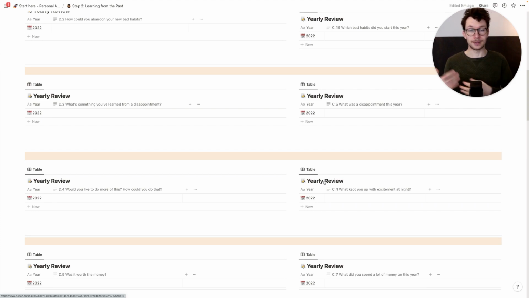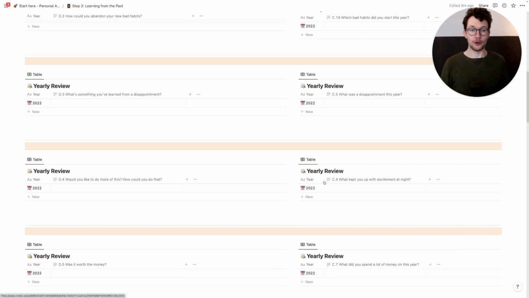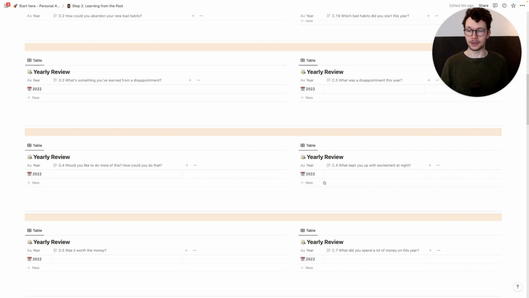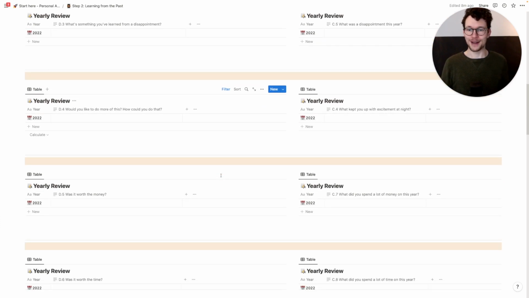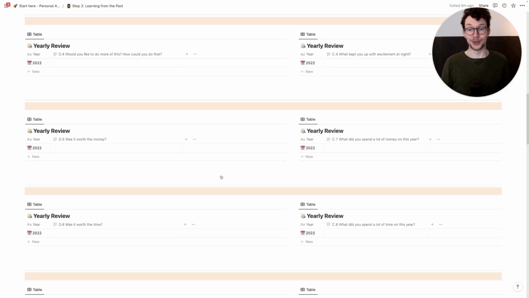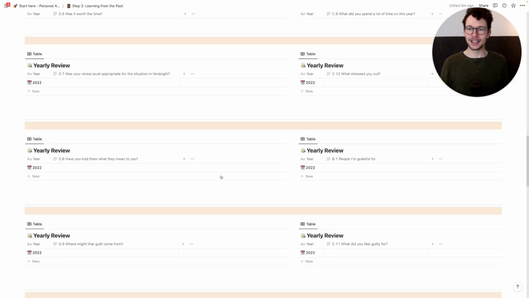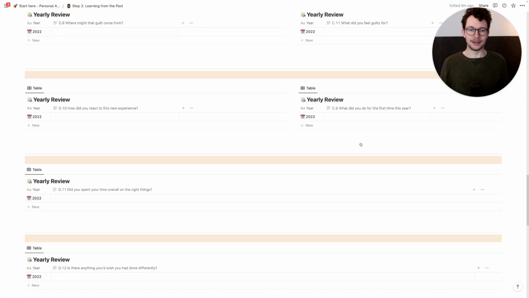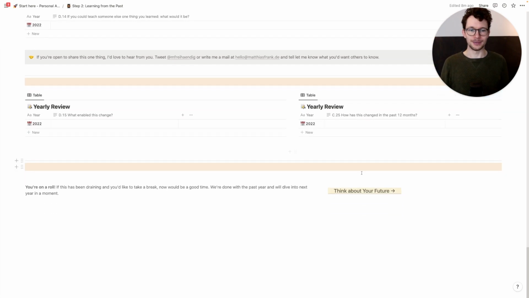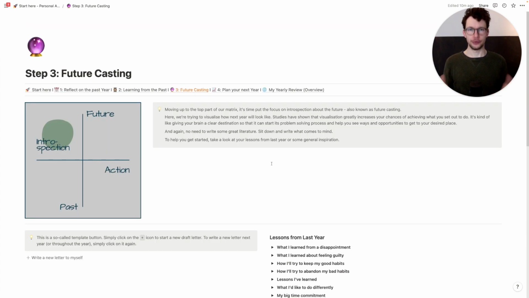And this will be a helpful exercise for the first future casting one, because based on what you've learned from the past, you might want to change your goals for the future. So again, nothing too complicated here. Go through it, answer them on the left, you see your answers on the right, and then when you're ready, at the very bottom, you can again click into the next part. Time for step three, future casting.